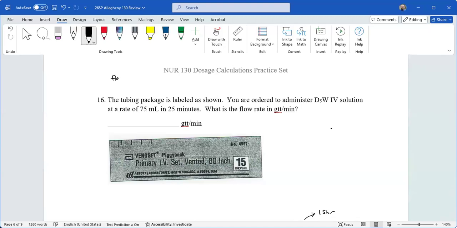You need the flow rate, which is usually ml per hour, but it could be ml per minute. You need the drop factor, which is going to be in drops per milliliter and will be given to you. And those two pieces of information will give you the drop rate, which is in drops per minute.